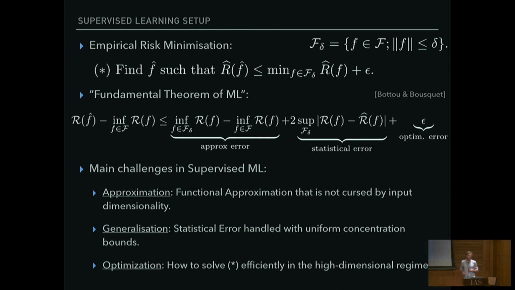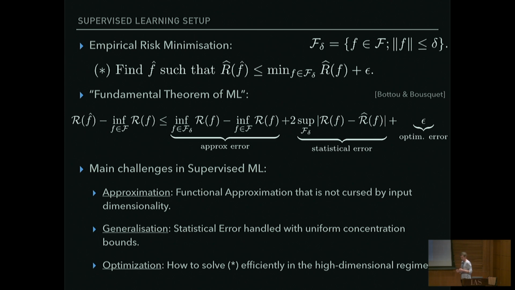The challenges that I see still lurking in supervised learning are about how we can think about this problem in all generality. First, can we understand how to solve this problem, in particular when the input data lives in a high-dimensional space? How can we find functional spaces that are robust against the curse of dimensionality? Then we need to develop statistical techniques to bound this generalization error. And last but not least, we need to be able to find solutions of this problem.